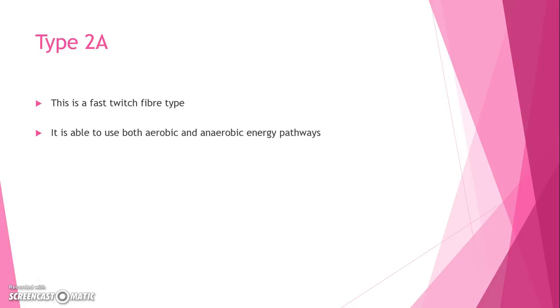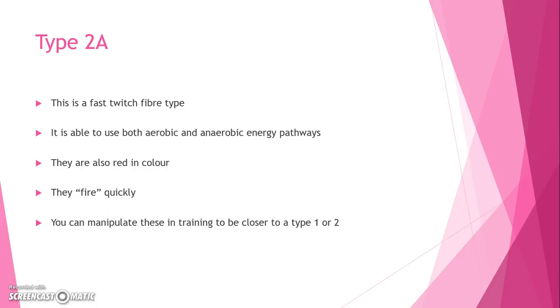So type 2A, this is now a fast twitch fiber. However, it's got characteristics of both a type 1 and a type 2B. So it's what I like to refer to as a hybrid fiber type because it has characteristics of both. So it uses both aerobic and anaerobic energy pathways, meaning it can use oxygen or it can use glycogen to supply the energy. They're also red in colour because they have a decent capillary network. They fire quickly though because they're a fast twitch fiber. These are the ones which you can manipulate in training.